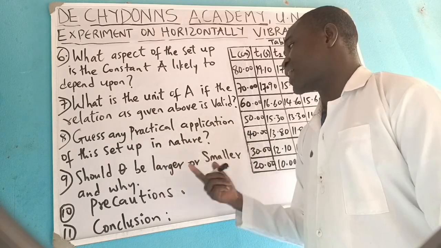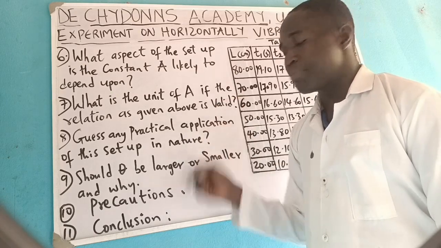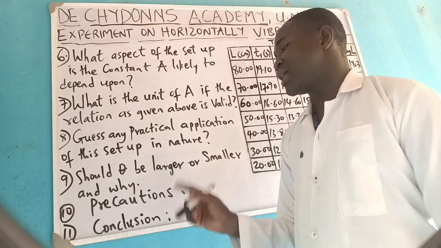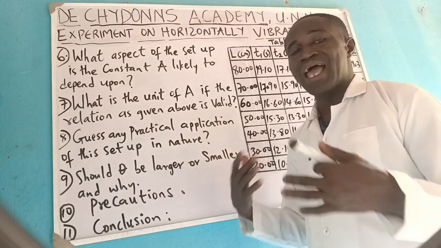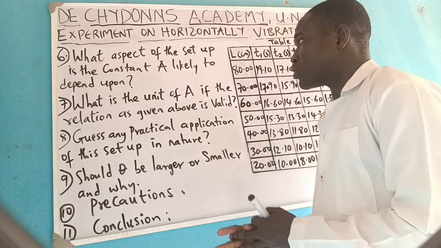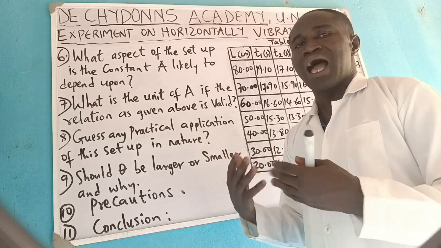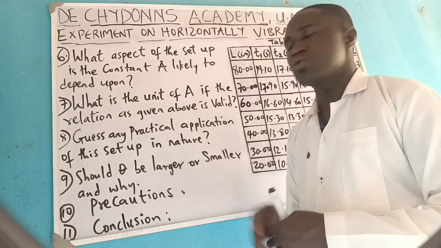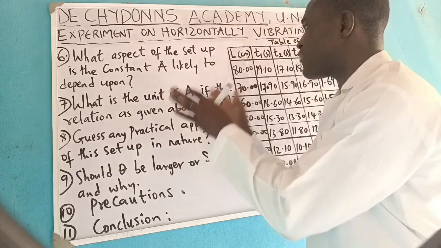Precautions, because I say at the end of every experiment, don't forget to bring in your precautions. Then the last one, our conclusion. In our conclusion, we will likely have to tell them if it is true that the period depends on length, and if it is not true, we'll have a lot to discuss here. Let's see how to do it. Let's go to the graph first of all.